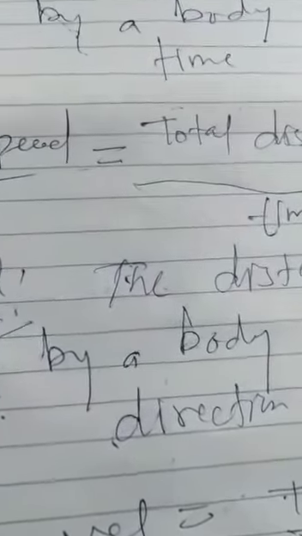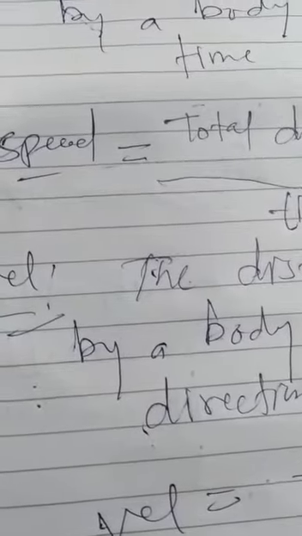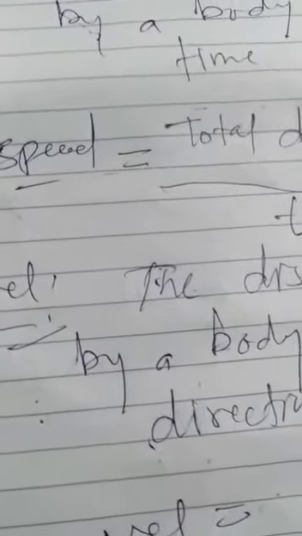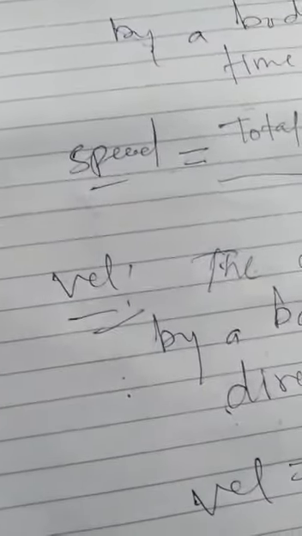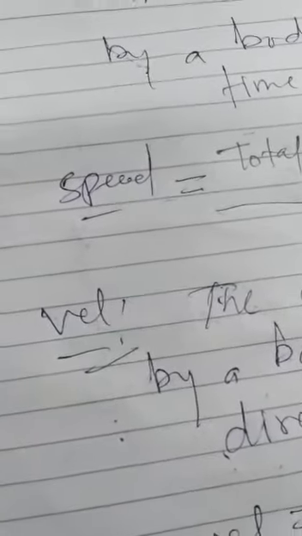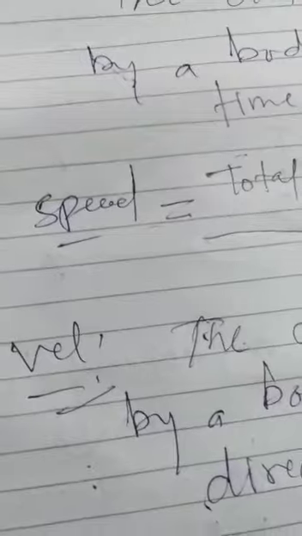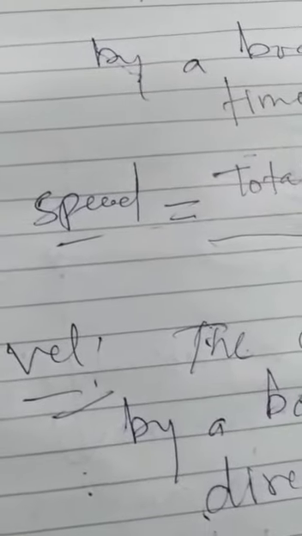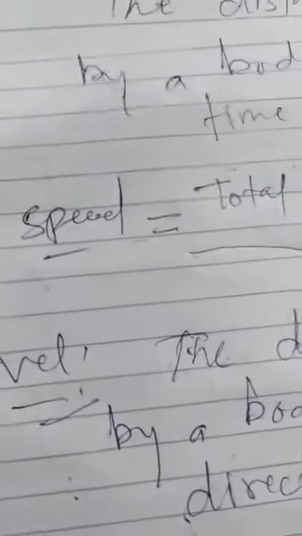So it's clear about the difference between speed and velocity. Students, if you have not understood or have any doubts, you can ask me on my personal number. I'm giving homework: make a differentiation, distinguishing distance and displacement, and speed and velocity. Okay, I'll stop here.